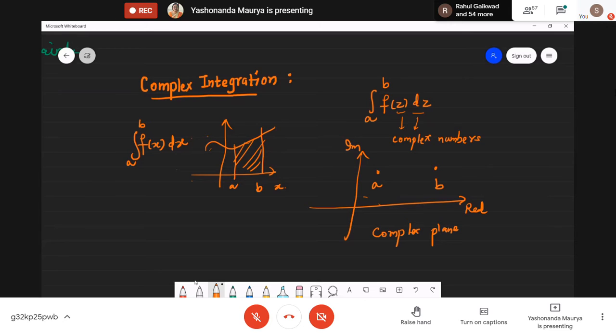If these two are the points, then when we say that we want to evaluate the integral from a to b, it means we have to move from a to b, and along this path of integration, we will be evaluating the value of the integral. Now, how many paths are possible from a to b?